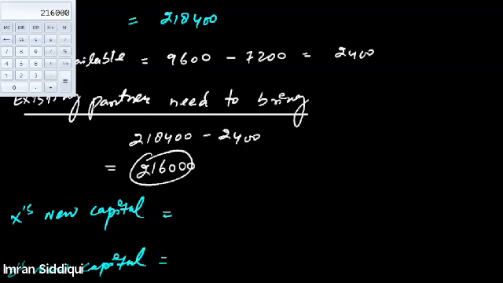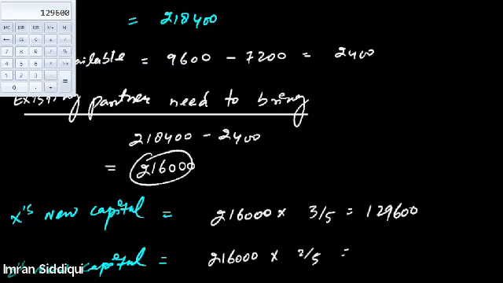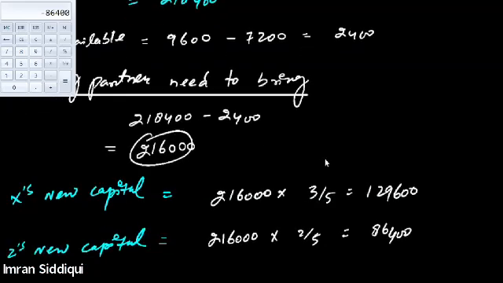How do we determine the capital balance of the partners? It is very simple. 216,000 needs to be distributed among the partners in the new profit sharing ratio, that is 3/5 and 2/5, already given in the question. 216,000 into 3/5 gives us 129,600. And 216,000 into 2/5 will be 86,400.